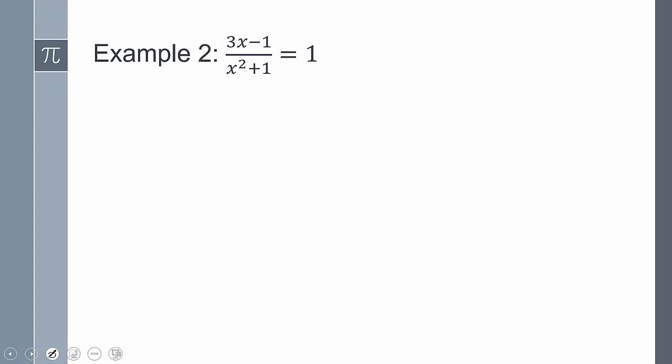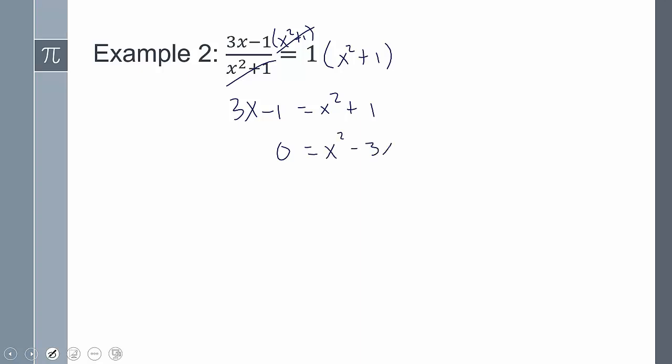Let's look at another one. So I have this x squared plus 1 in the bottom. To get rid of it, I multiply both sides by x squared plus 1. So that's going to cancel out. Subtract the 3x, add the 1. Now I want to see, does that factor? A times c factors that add to b, so that should be this. So x equals 2 and positive 1.